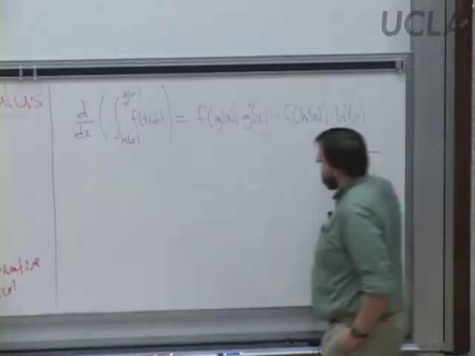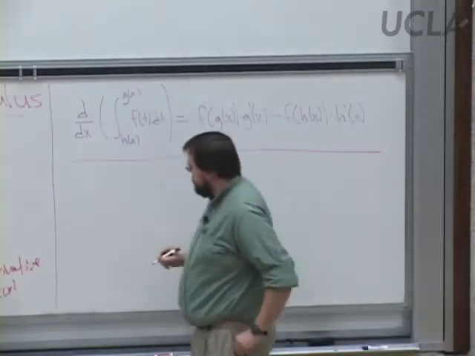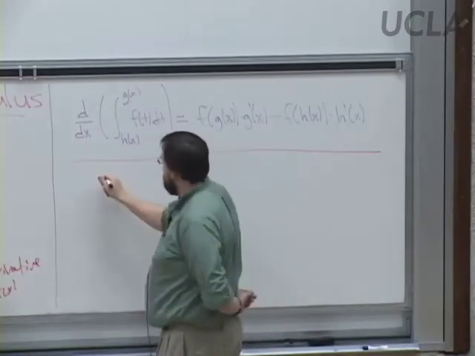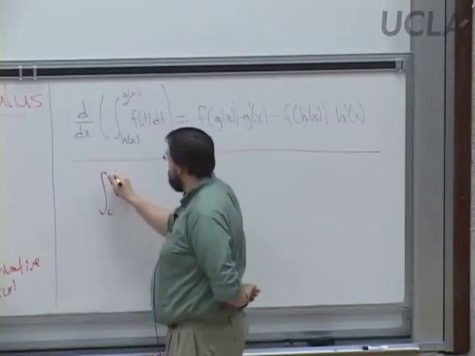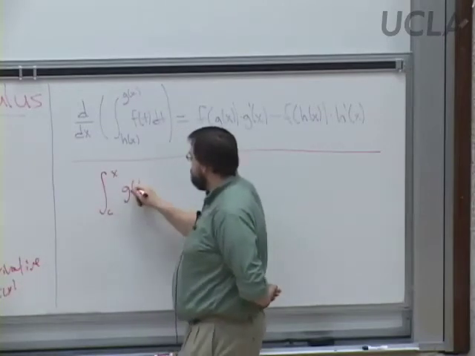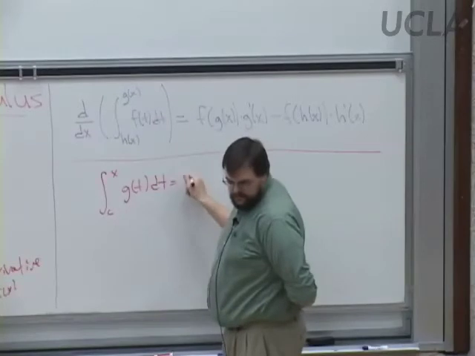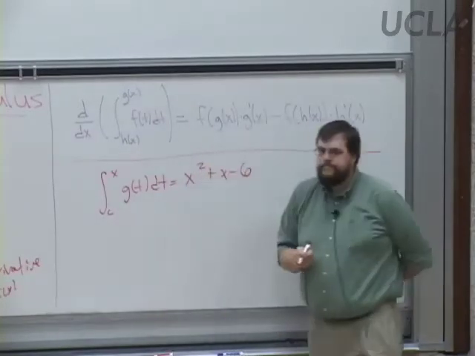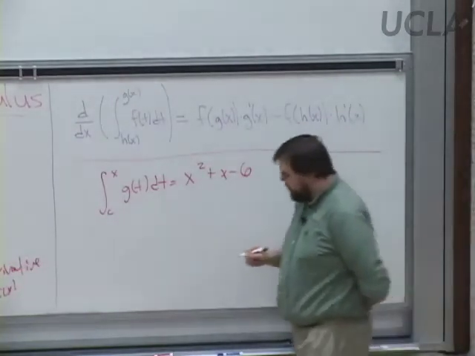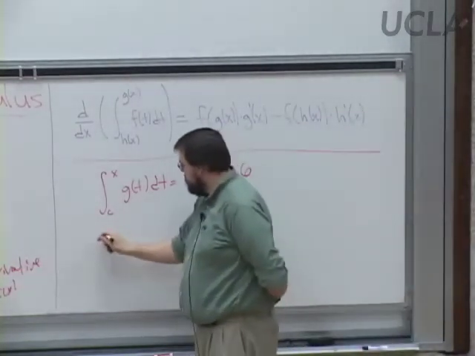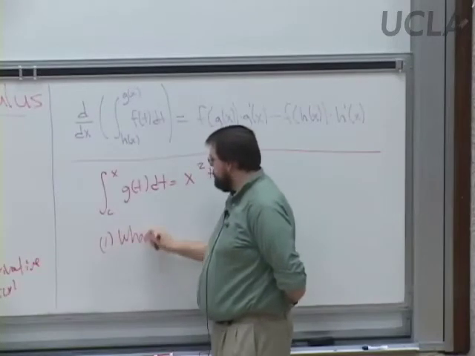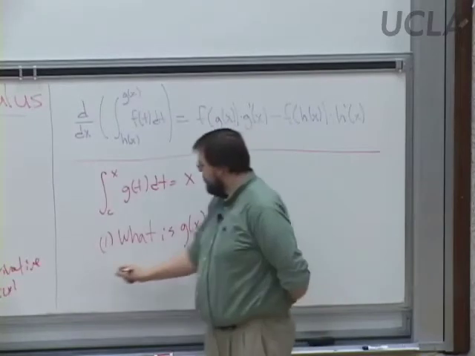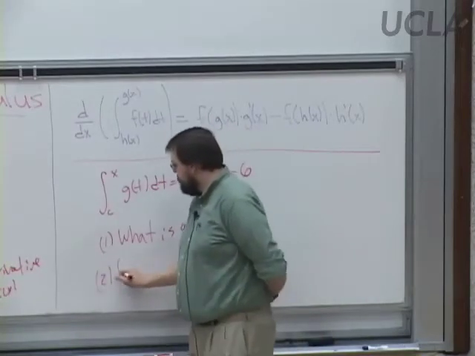All right. So here's a question from the homework. Let me make sure I get this right, otherwise I'll get myself in trouble. Okay, suppose you know the following. The integral from c to x of g of t dt is equal to x squared plus x minus 6. And I'm going to ask two questions. Question number 1, what is g of x? Question number 2, what can we say about c?